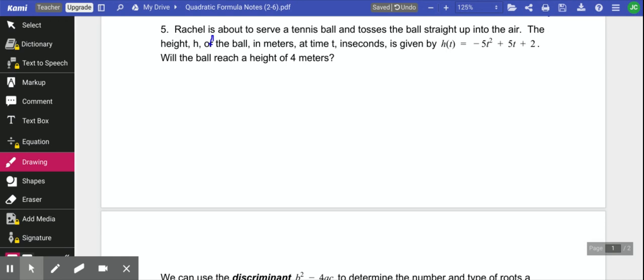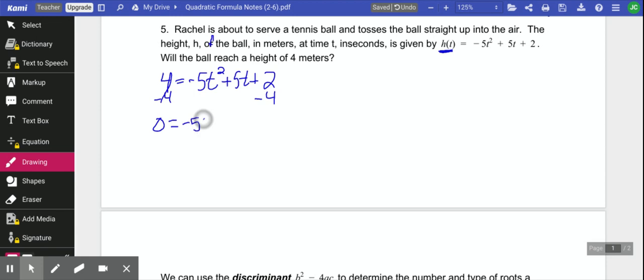Will the ball reach a height of 4 meters? So we want to know, is this height ever going to be 4? So we're going to plug in 4 for that height and see, is it going to happen? So in order to solve quadratic equations, we really want them to be equal to 0 because all of our methods, factoring, completing the square, quadratic formula, really we just want them all equal to 0. So I'm going to subtract that 4 over right away.